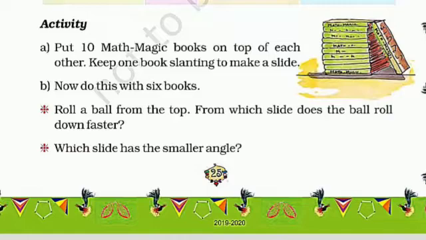Means 10 math magic books, you have to keep one on top of another. And keep one book slanting to make a slide. Means next to the 10 books you have to keep one book in a slanting shape so that it can form a slide. Now B is, do this with 6 books. Now we have to do the same exercise with 6 books. First you have to keep 10 books, second you have to keep 6 books.